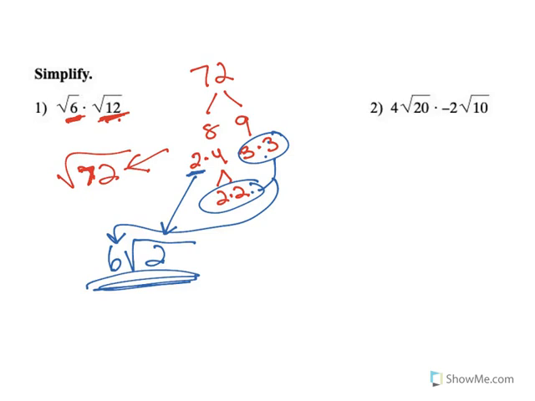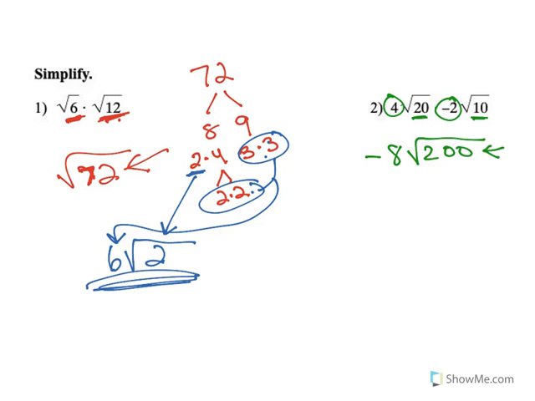Now, on this one, you'll notice that we've got a 4 outside and a 20 inside. Okay, we can't multiply 4 times 20 and get 80. That doesn't work that way. But we can multiply whatever's outside with whatever's outside, and then whatever's inside with whatever's inside. So 4 times negative 2 would be negative 8, and 20 times 10 would be 200. And then we can simplify 200.